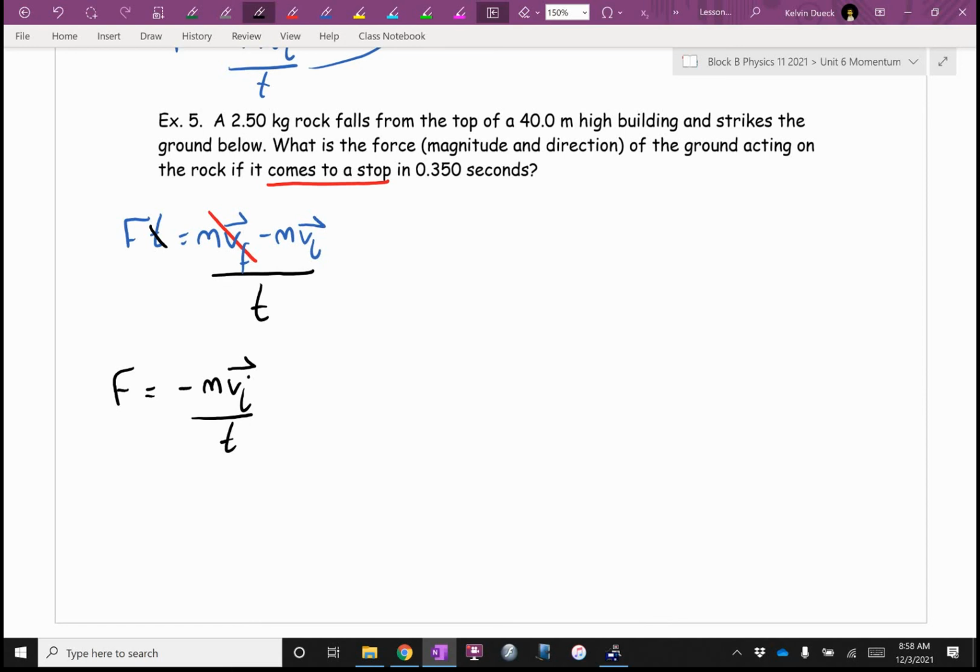We don't know v i. We don't know how hard it hit the ground at. Now that v i is how hard it hit the ground. That's how fast it was traveling when the ground began to bring it to a stop. But that's also how hard it hit the ground at. You know what? Let's do a little free fall over here.